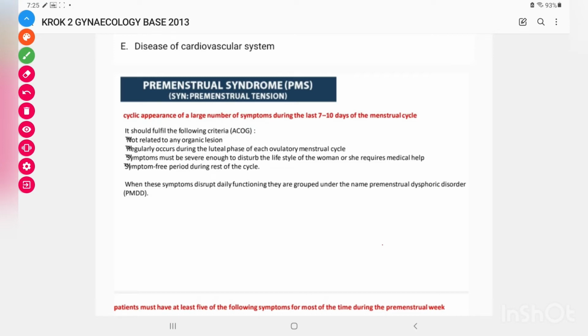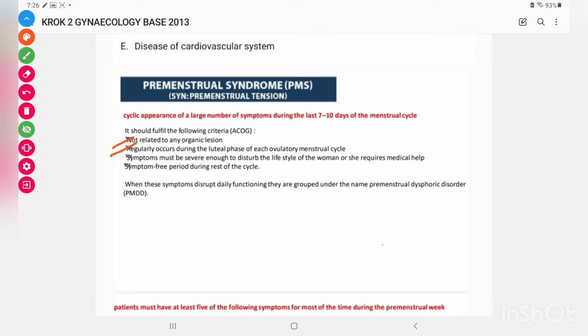In order to say that someone is having premenstrual syndrome, first of all we have to make sure that there are no organic lesions. There should not be any other pathologies, then only we can say that it is a PMS. And it should regularly occur during the luteal phase of each ovulatory menstrual cycle.